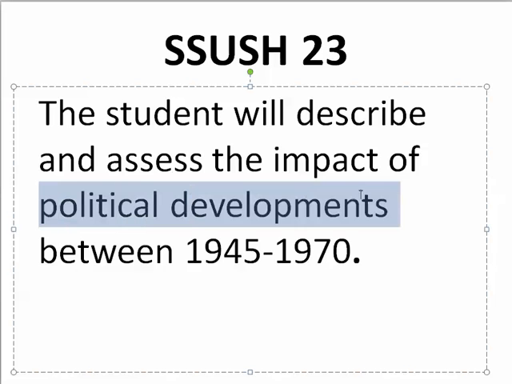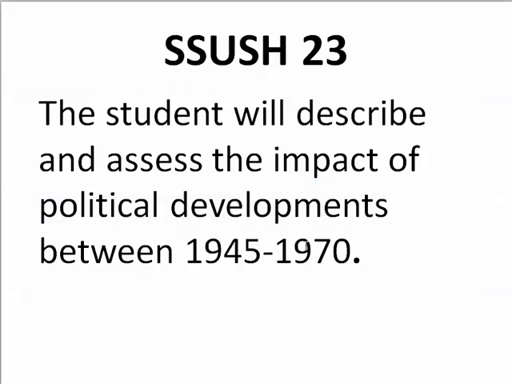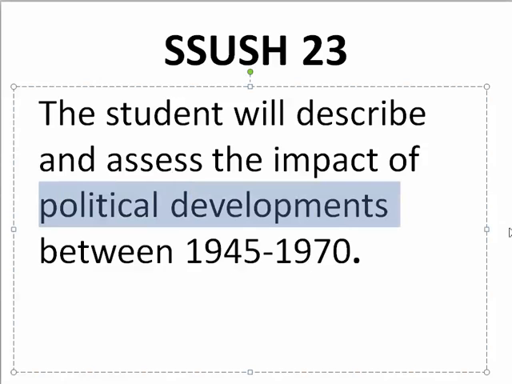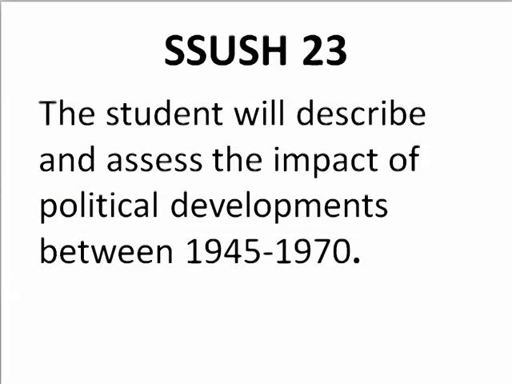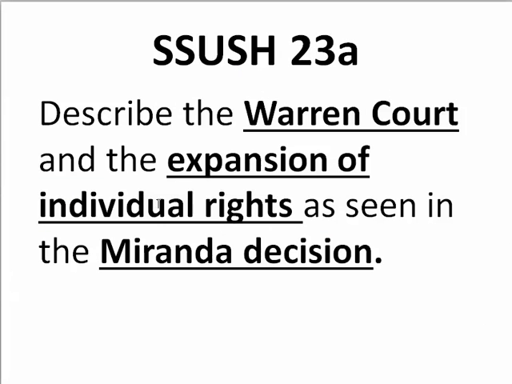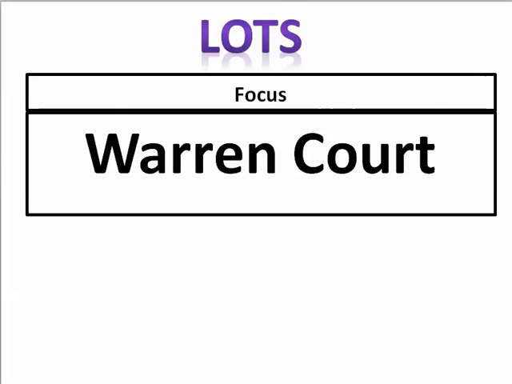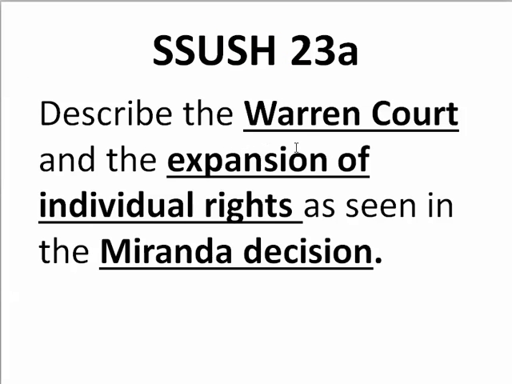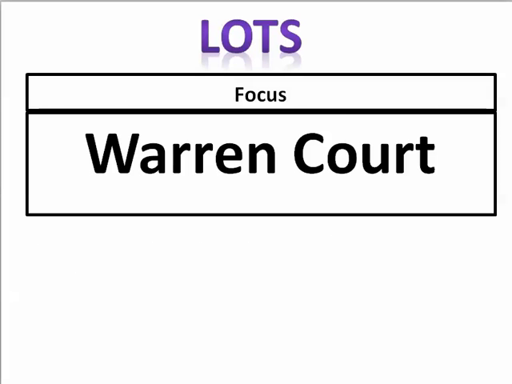So it's these political developments we're going to talk about between the years 1945, at the end of World War II, and 1970. Some political developments that occur within the United States. The first one, 23A, says describe the Warren Court and the expansion of individual rights as seen in the Miranda decision. So our focus first will be on the Miranda Court, because you see it says describe the Miranda Court. Okay, so we're going to focus on that.